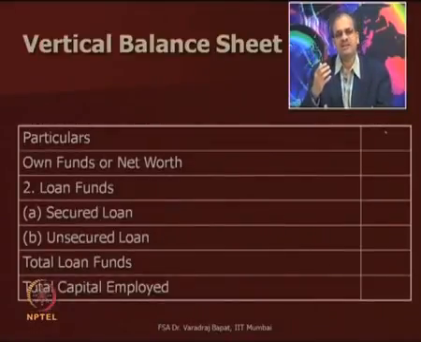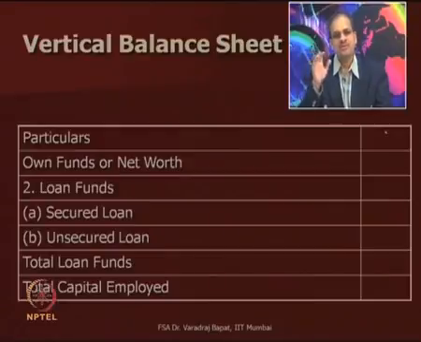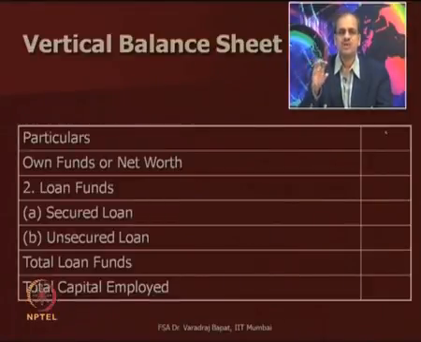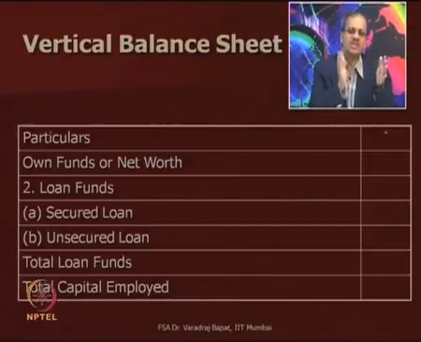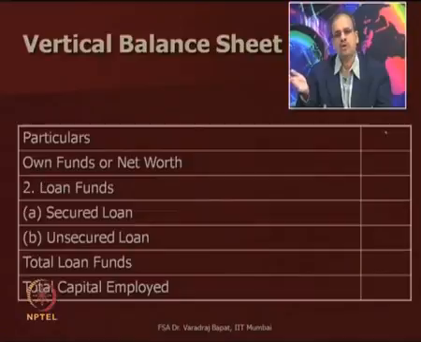The second one is loan funds. Loan fund consists of secured and unsecured loan. The total is the total loan funds, which is also known as borrowed funds. The total of 1 plus 2, that is owner fund plus loan funds, is known as capital employed.